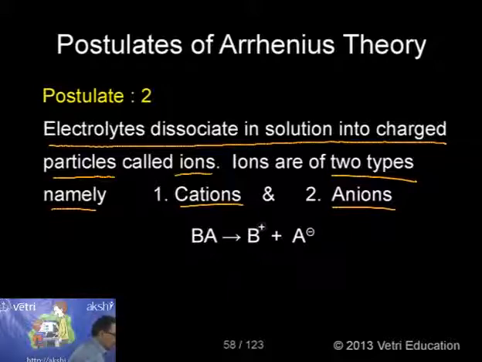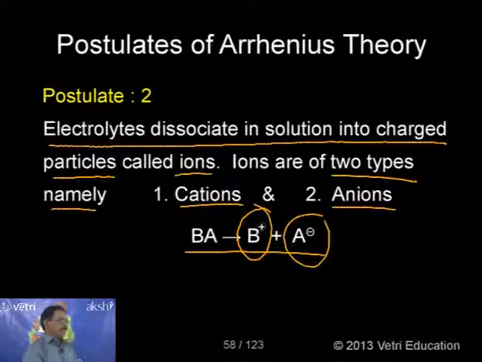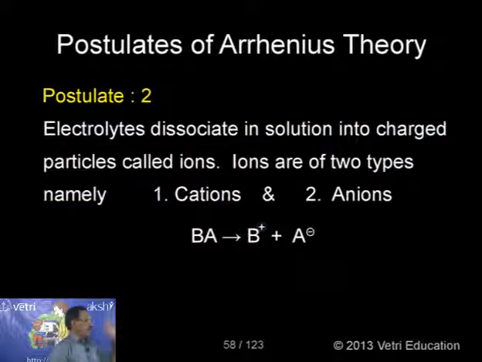As a specific example, let me take an electrolyte BA. On ionization, assume this is a strong electrolyte, and it gives positive ion B plus and negative ion A minus. This is the interesting information. The electrolyte dissociates in solution into charged particles called ions. Whenever you get ions, there will be a positive ion and a negative ion.